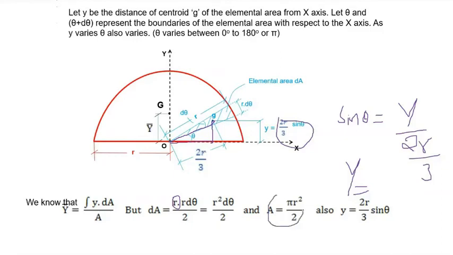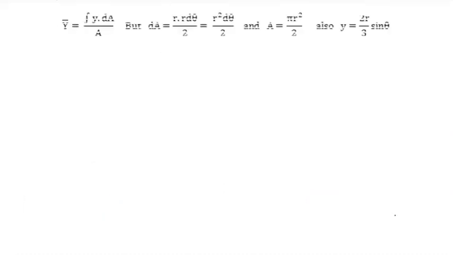And now we know that for a circle, pi r square is the area, so for a semicircle it will be pi r square by 2. Also from above we got y is equal to 2r/3 sin theta. Now we will substitute everything in the above equation.